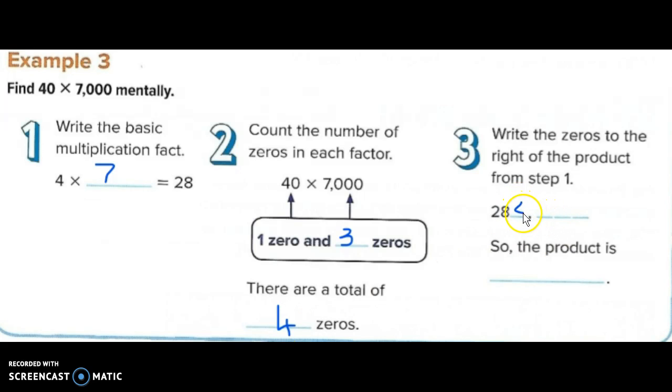Let's do that. 1, 2, 3, 4. 1, 2, 3, comma, 1. So the product, or the multiplication of 40 times 7,000, the answer is 280, comma, 0, 0, 0. So the answer is 280,000.